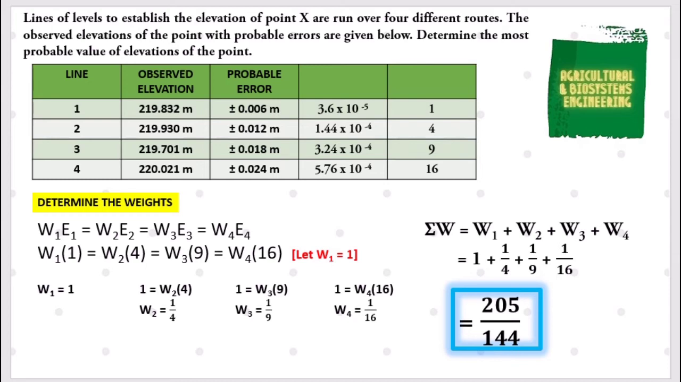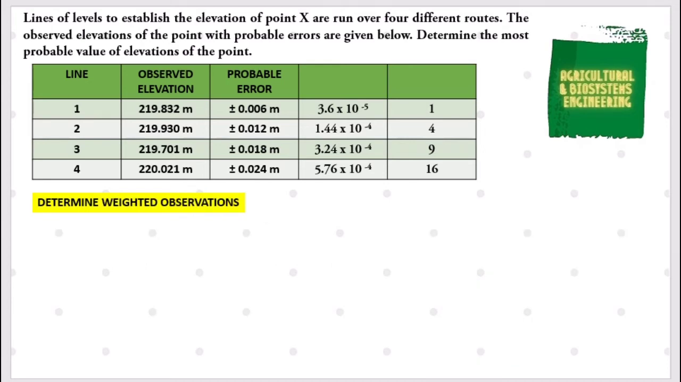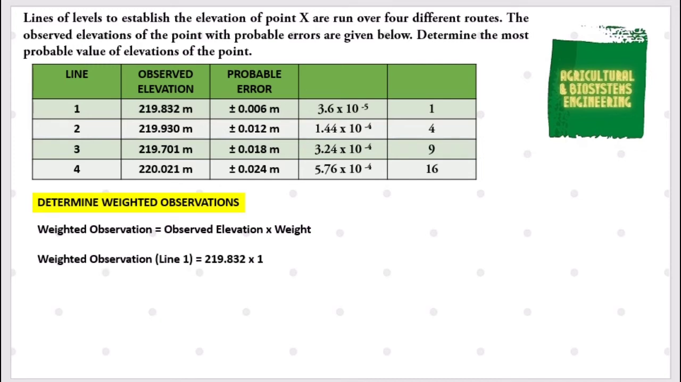Our second step is to solve for the value of our weighted observations. To solve for that, we will use the formula, weighted observation is equal to the product of the observed elevation multiplied to the weight that we solved a while ago. Now, we begin solving the weighted observation for our first line. The value for our observed elevation is given in the table, so we simply substitute the values. We now have weighted observation line 1 is equal to 219.832 multiplied to 1. The answer is 219.832.